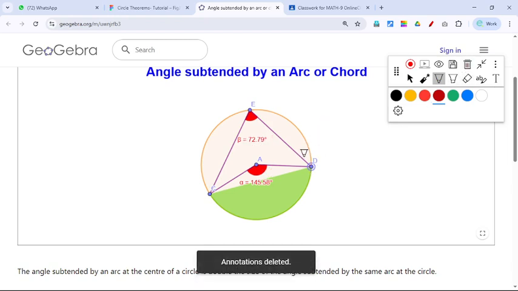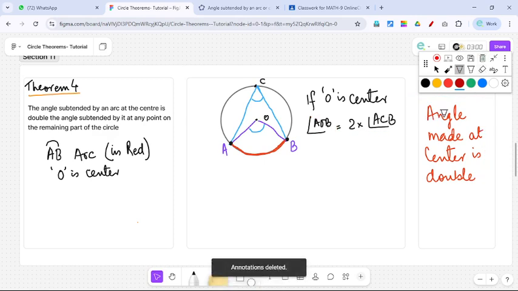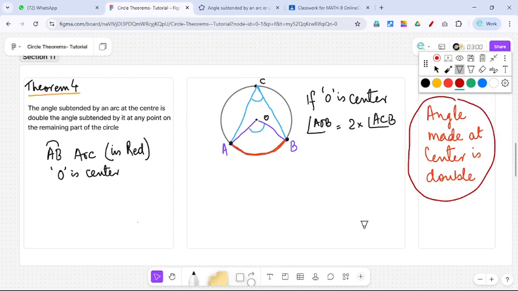So this is our theorem 4. And in short form, you can remember, angle made at center is double. This is how you are going to remember it.